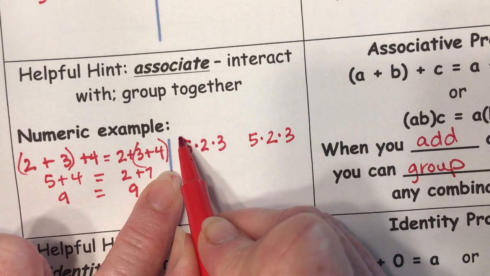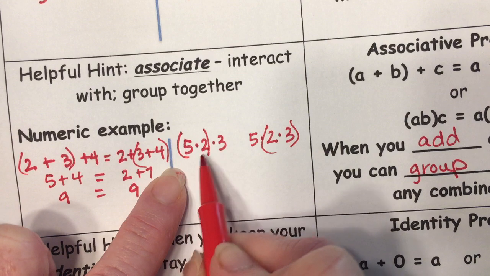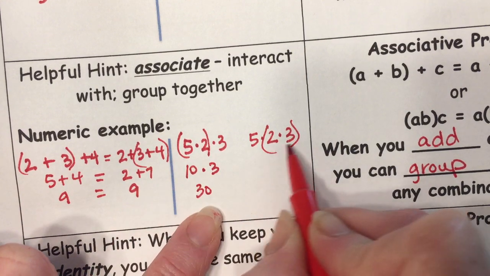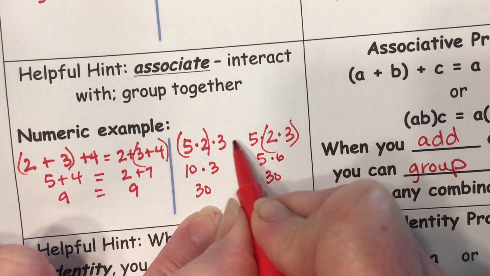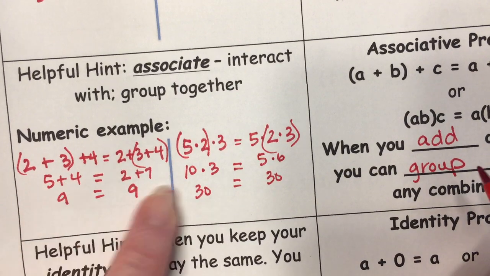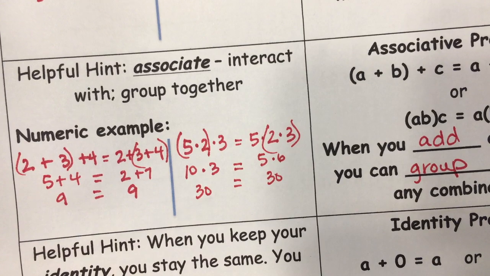So I can multiply the 5 and the 2 first, or I can multiply the 2 and the 3 first. 5 times 2 is 10, times 3 would be 30. Over here, if I start with the 2 times 3, 5 times 6 is also 30. So again, the associative property is going to work for adding and multiplying, but not subtracting and dividing.